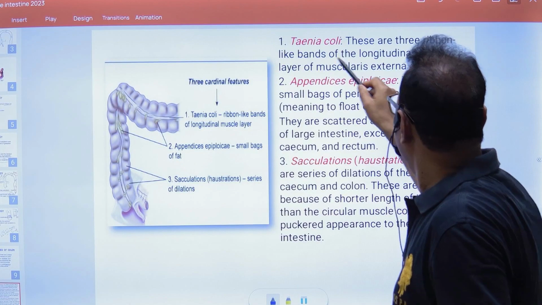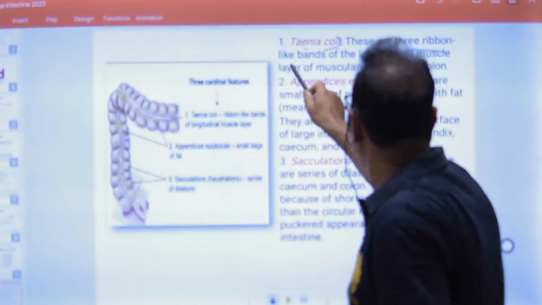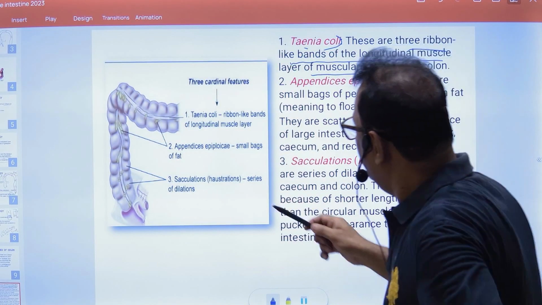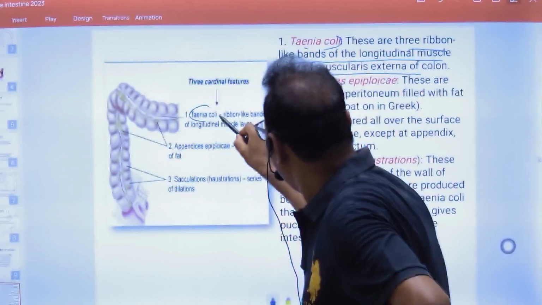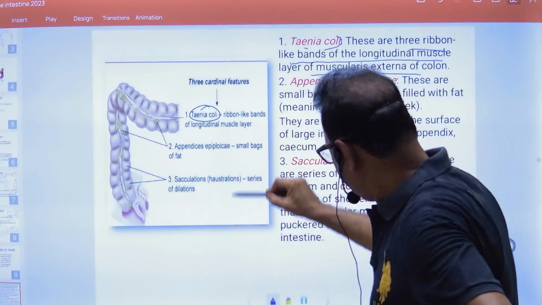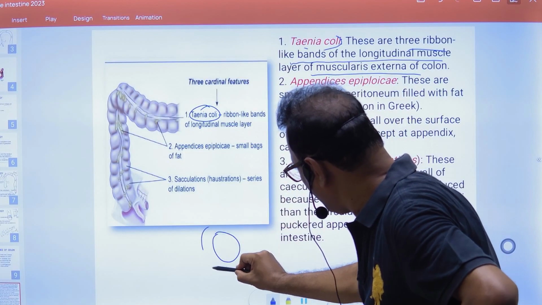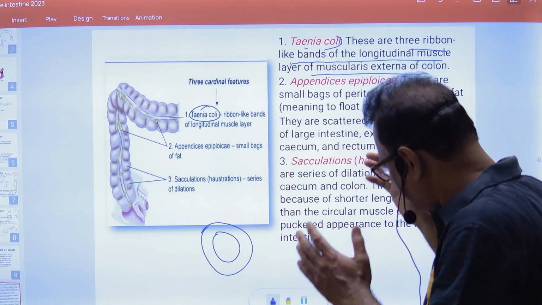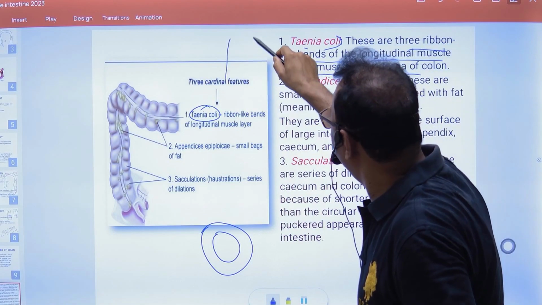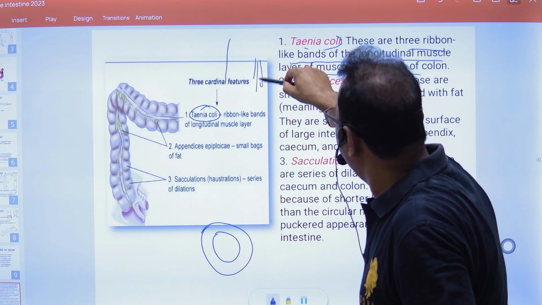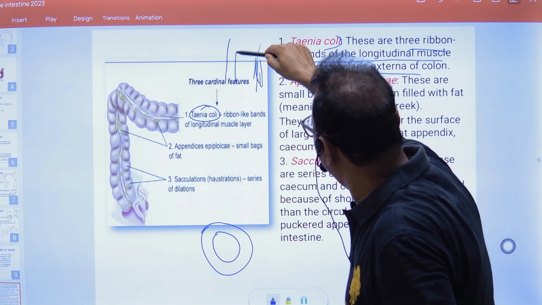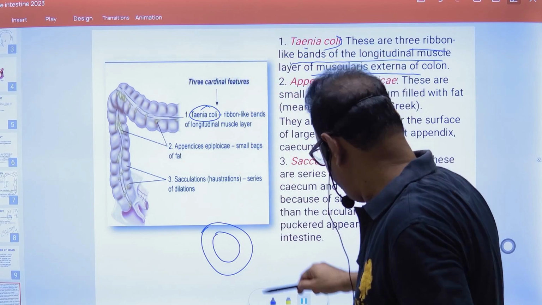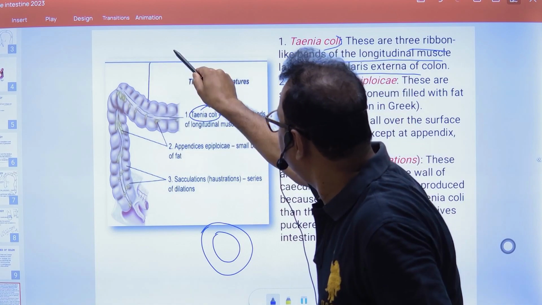So tinea coli, they are the three ribbon-like bands of the longitudinal muscle layer of the muscular externa of the colon. Over here, these are the tinea coli. Actually, we have got the circular layer inside, and we have got a longitudinal layer outside. This longitudinal layer in the large intestine, at some point, gets concentrated over here.